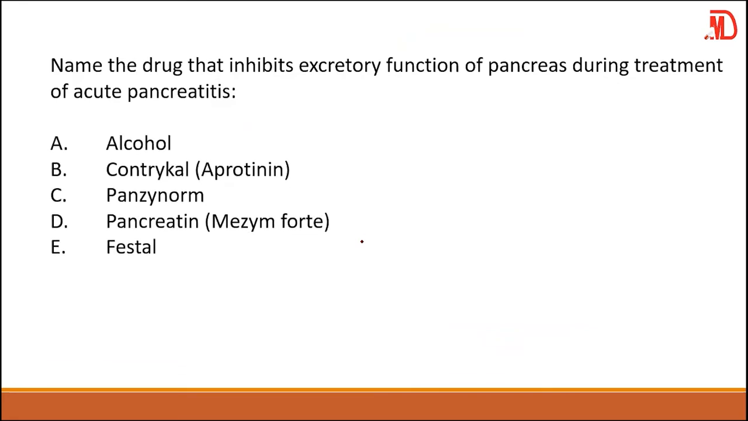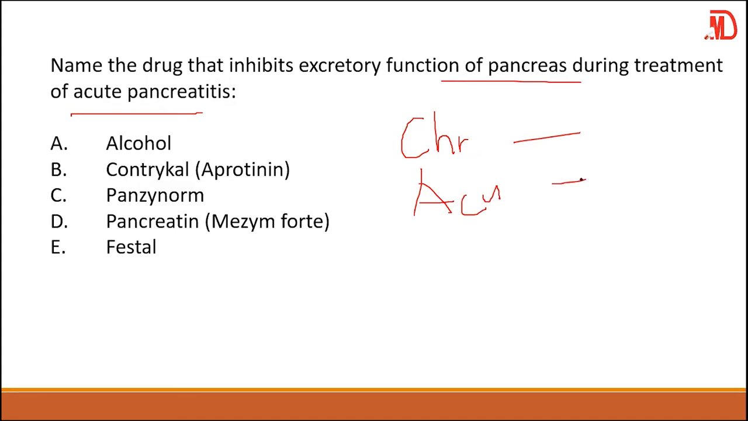Name the drug that inhibits excretory function of the pancreas during treatment of acute pancreatitis. Acute pancreatitis. Again, what drug is used for chronic pancreatitis? Who can tell me? Chronic pancreatitis. Exactly. Then for acute, you do what? You use Contracol. For acute, you use what? Contracol.